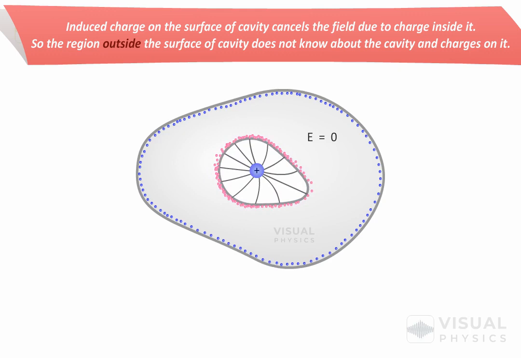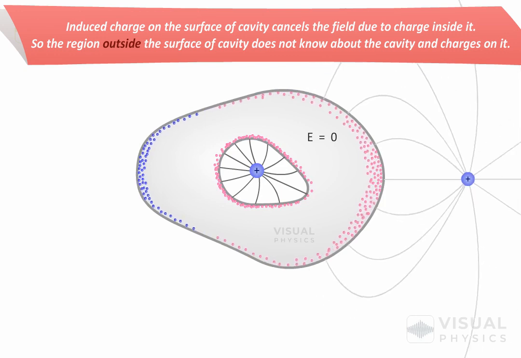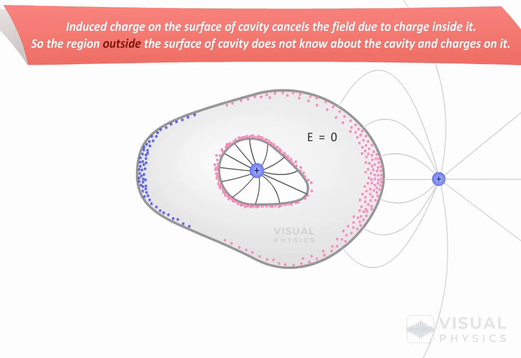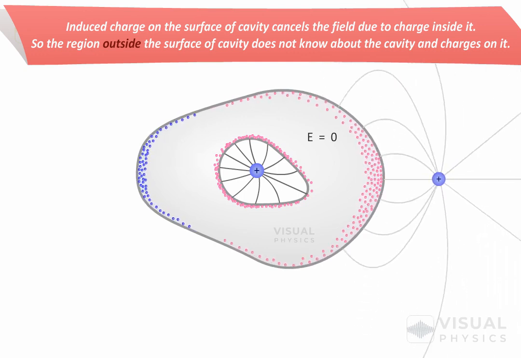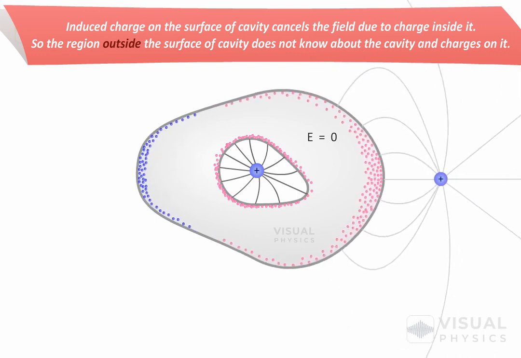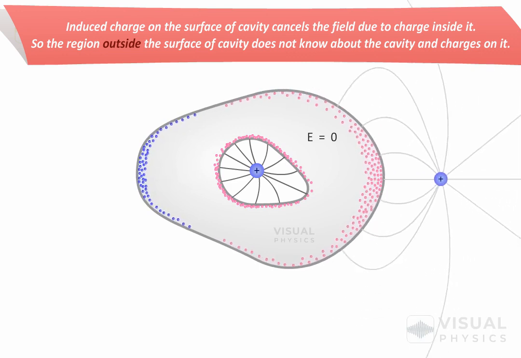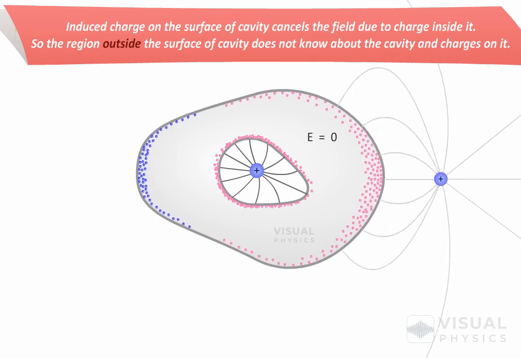Charge distribution on the surface is affected only by the external field. So if we bring a charge near this conductor, the charge distribution on the surface will quickly change to cancel the external field. So the external field does not affect the charge distribution on the surface of the cavity. It affects only the charge distribution on the surface of the conductor.